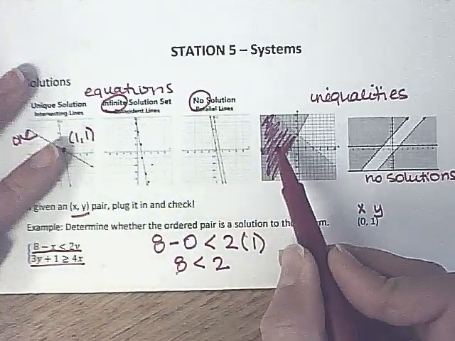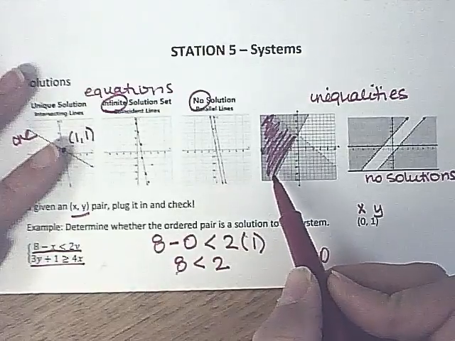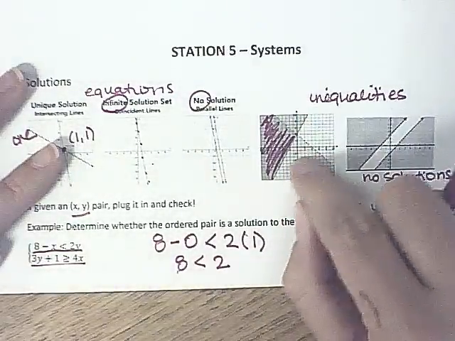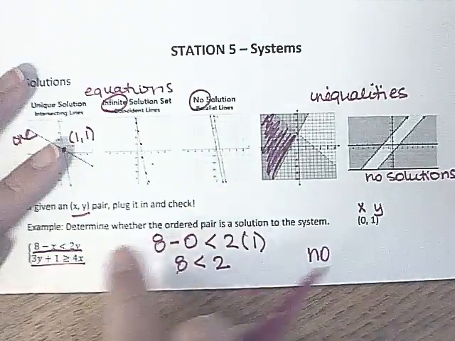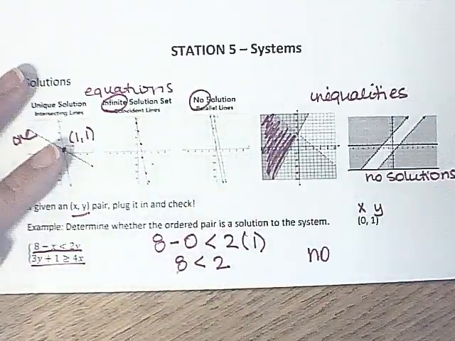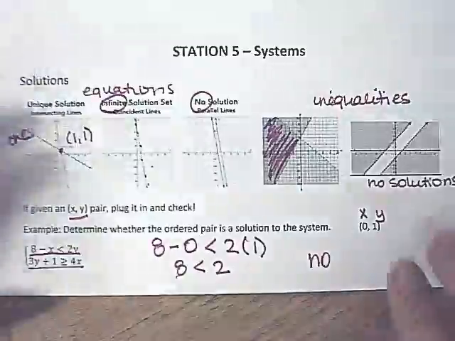If I had put it on a graph by putting it into y equals format, I would see that this is in one of these regions. I'm not going to test the second one, but I know that it's not in both. So that's a little bit about solutions.